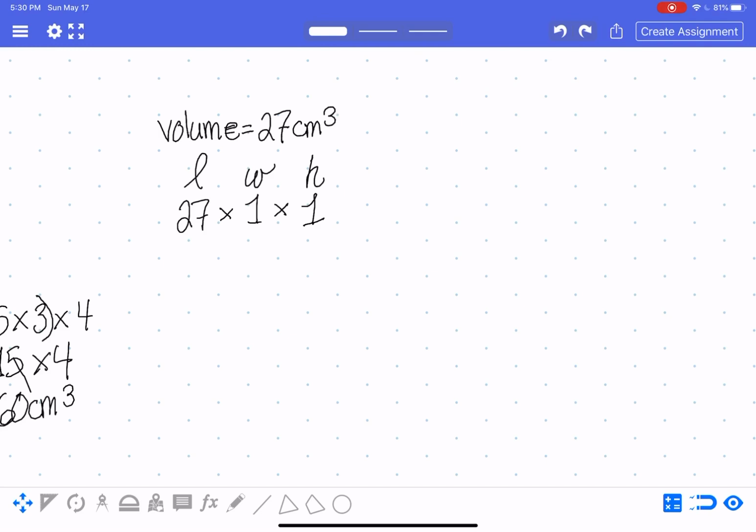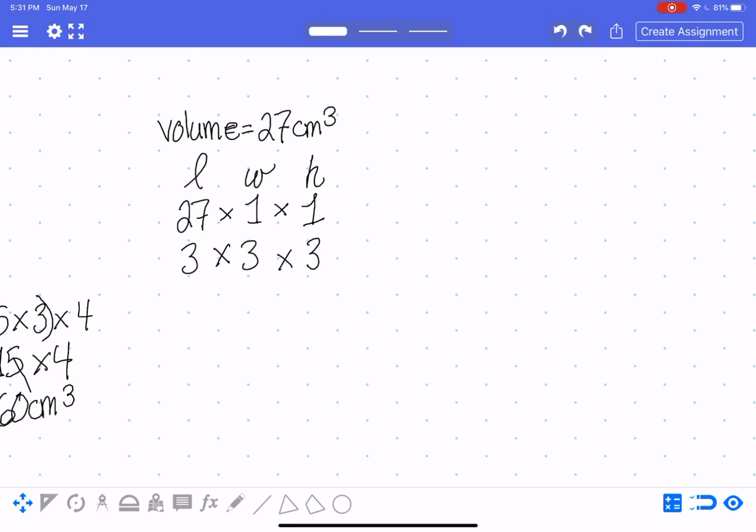Or I can say, how about 3, right? So maybe it has a height of 3, and that means it would have a length of 3 and a width of 3, right? Because 3 times 3 is 9, and then 9 times 3 is 27, so that works.